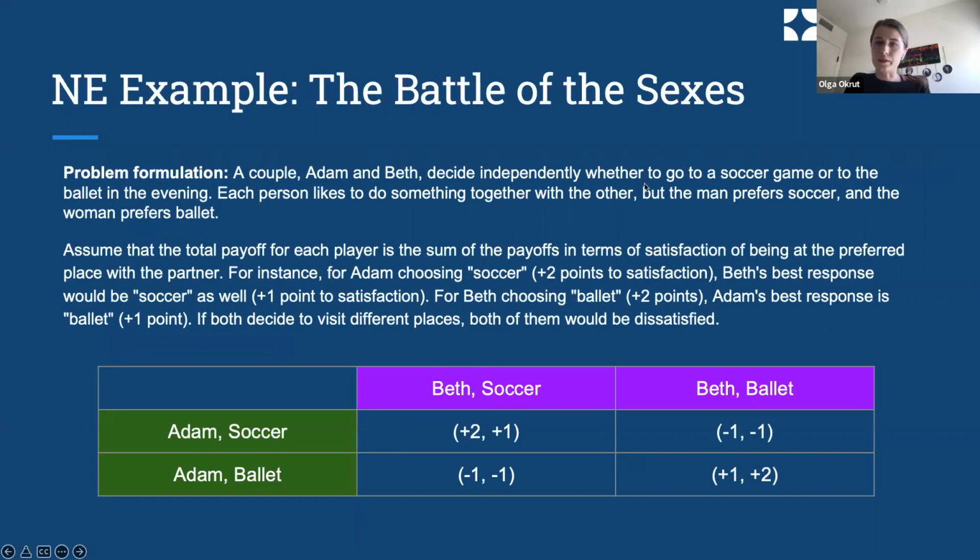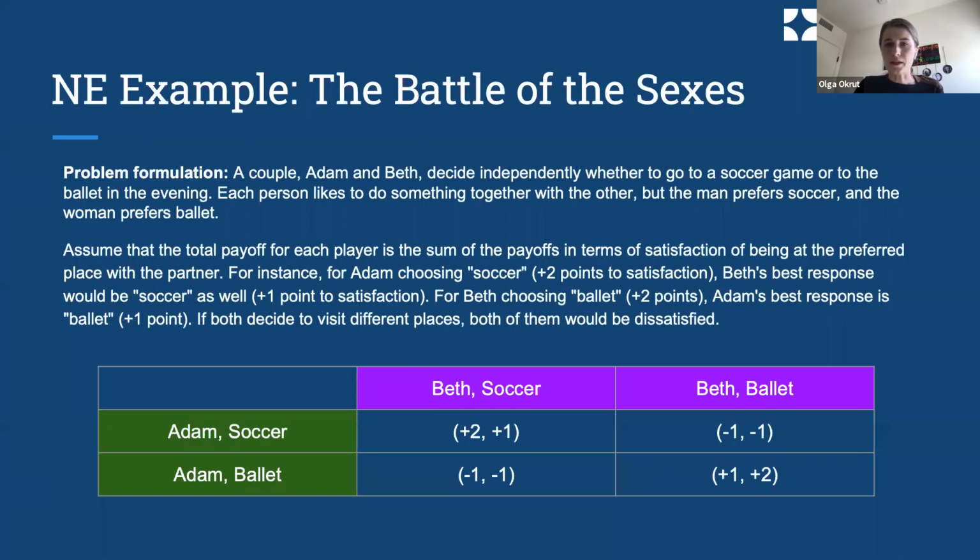So let me consider one of the examples you can find in our paper. That is the battle of the sexes. For the scope of this presentation, I'm considering the simplest example, but you can find more sophisticated ones in the paper. Consider a couple, Adam and Beth, and they like to do something together, but one of them prefers to watch a soccer game, that is Adam, and the other likes ballet, this is Beth. You can see here the payoff matrix for both players, and their payoffs depend on their choice of strategies and the strategy of their partner.